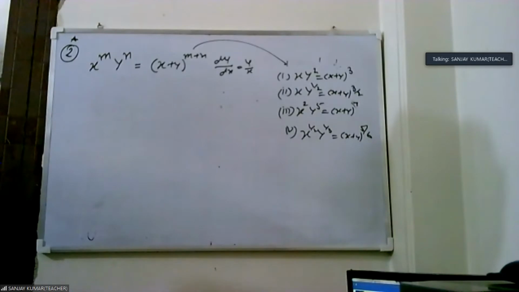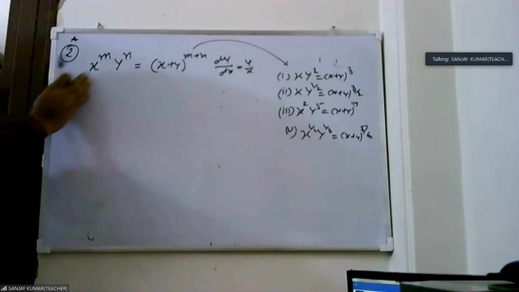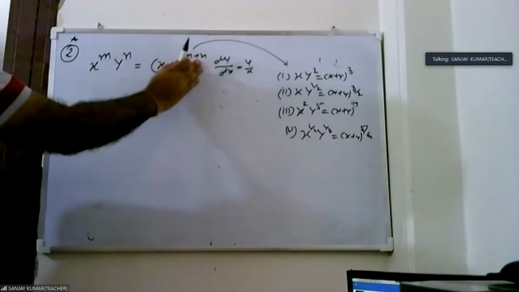Okay. Now what is the question? Look, this is x raised to power m, y raised to power n, equals x plus y raised to power m plus n.